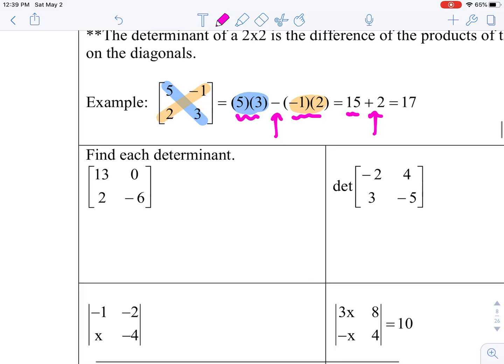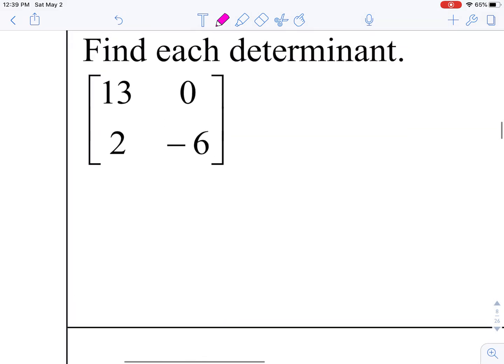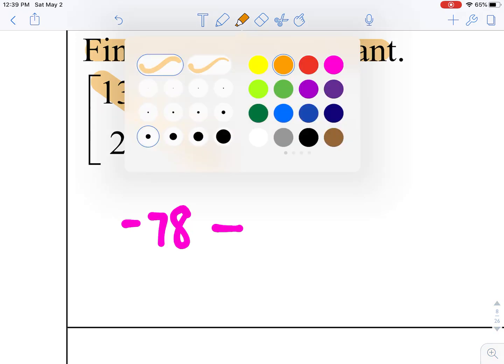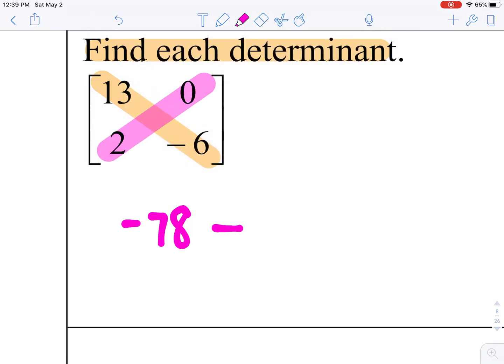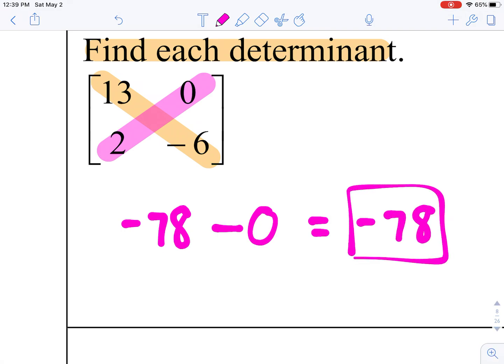Let's go ahead and try these next ones. Notice the directions. Find the determinant. Well, we are going to do downs. 13 times negative 6 is negative 78. And then we're going to minus the ups. 2 times 0 is 0. And when you simplify, you get the real number, negative 78.